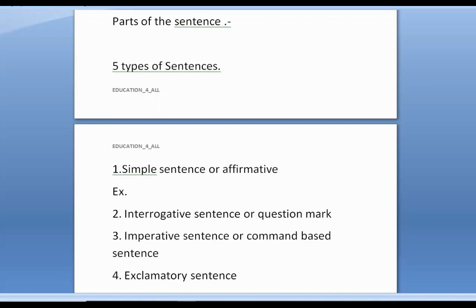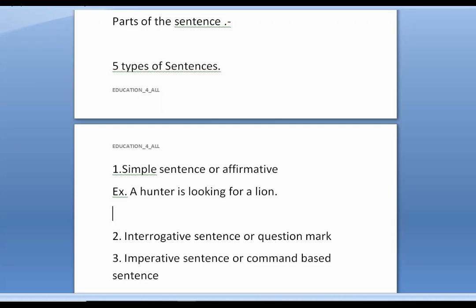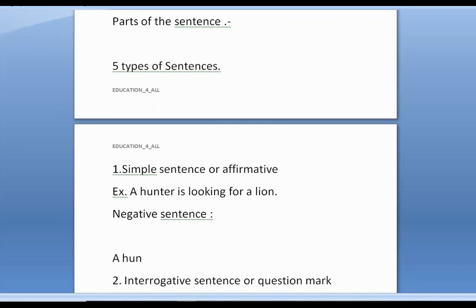Take an example. Here, a hunter is looking for a lion. A hunter is looking for a lion. It is just a simple sentence. We can also make a simple sentence into the negative sentence, like a hunter is not killing the lion.